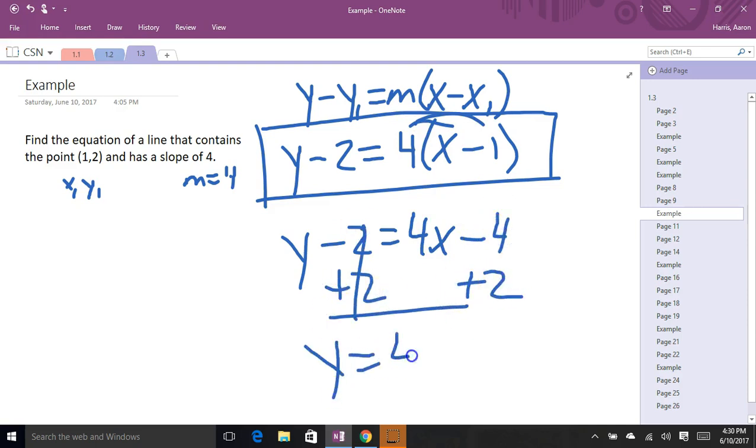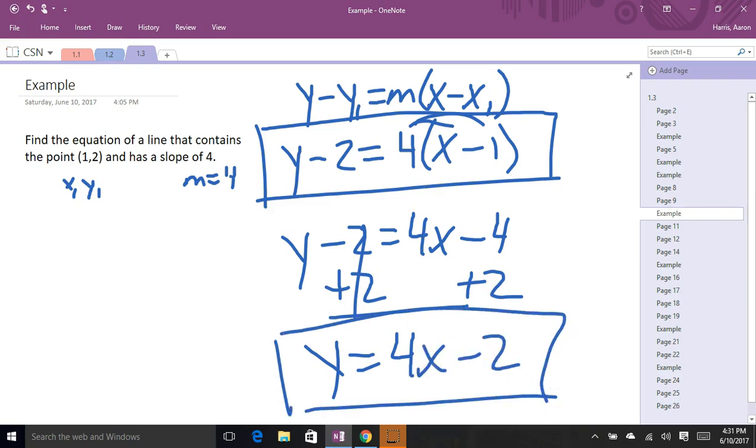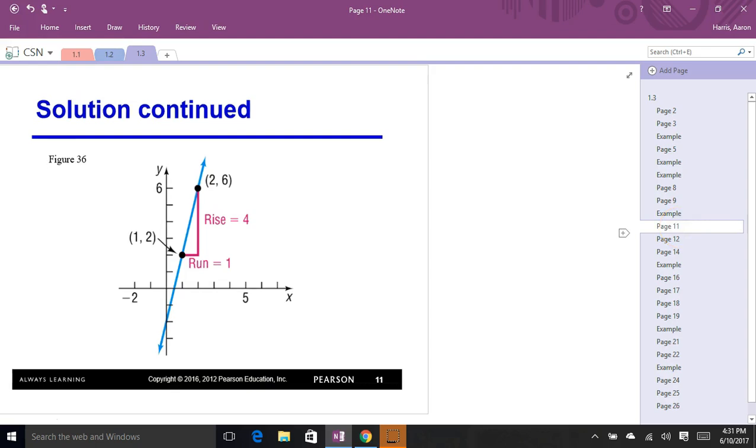So y equals 4x minus 2. Okay. So either of those, just look at the instructions on those. You notice here's your point. Had a point of 1, 2, and the slope was 4, so it went up 4, right 1 on that.